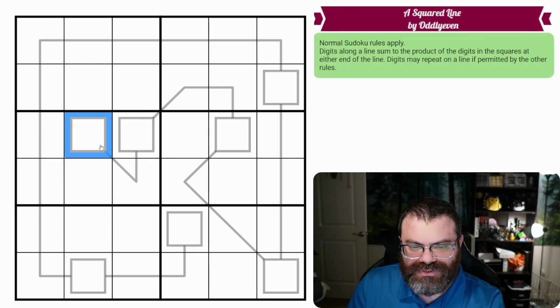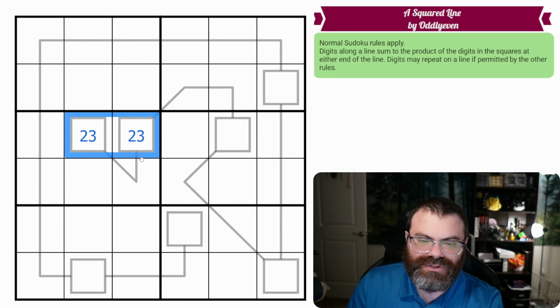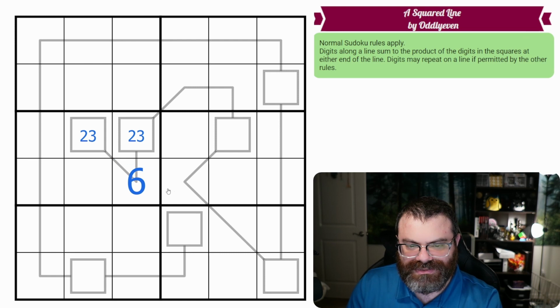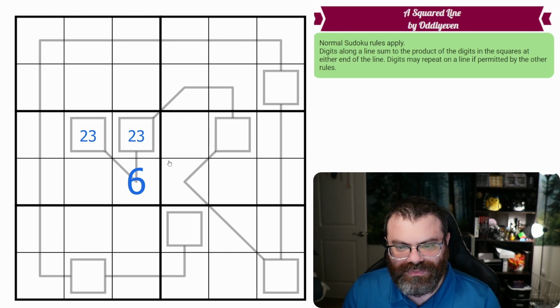So we're going to need at least 2 times 3. But 2 times 3 is already 6. So that's the minimum and the maximum. It's the minimum here and the maximum here. So that is what it must be. There's no wiggle room.